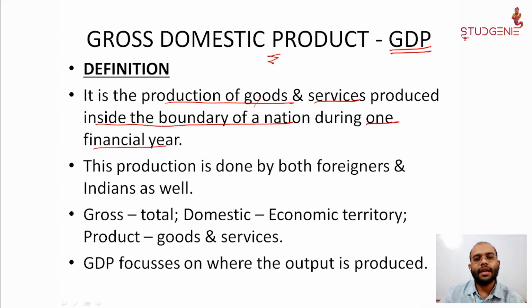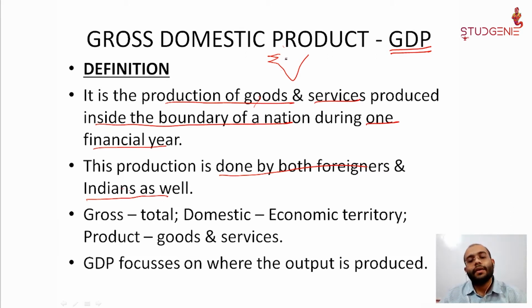Suppose this is India. All the goods and services, that is manufactured goods, capital goods, intermediate goods, tertiary goods, consumption goods, services, tangible, intangible, everything, all the goods and services that are produced inside the Indian territory in one financial year is termed as the gross domestic product of that nation. This production is done both by foreigners and Indians as well.